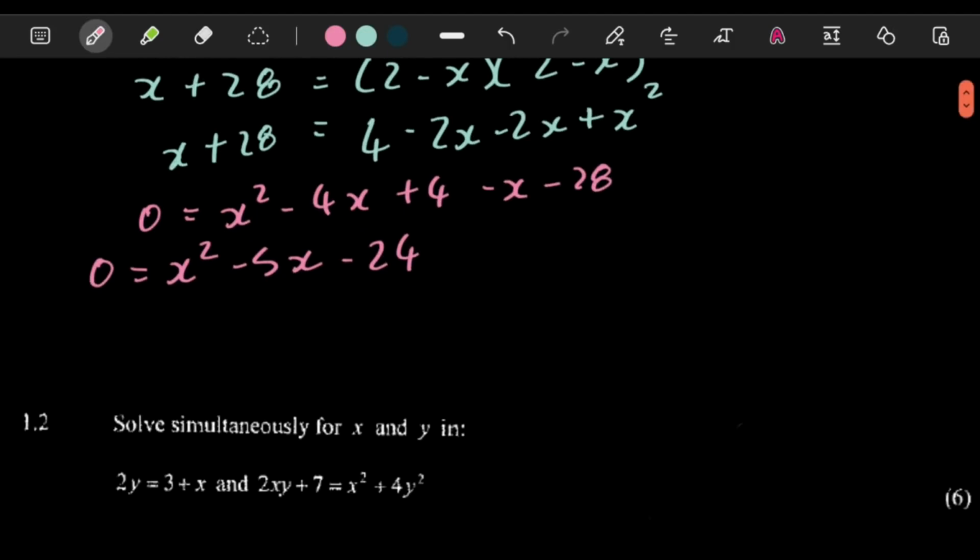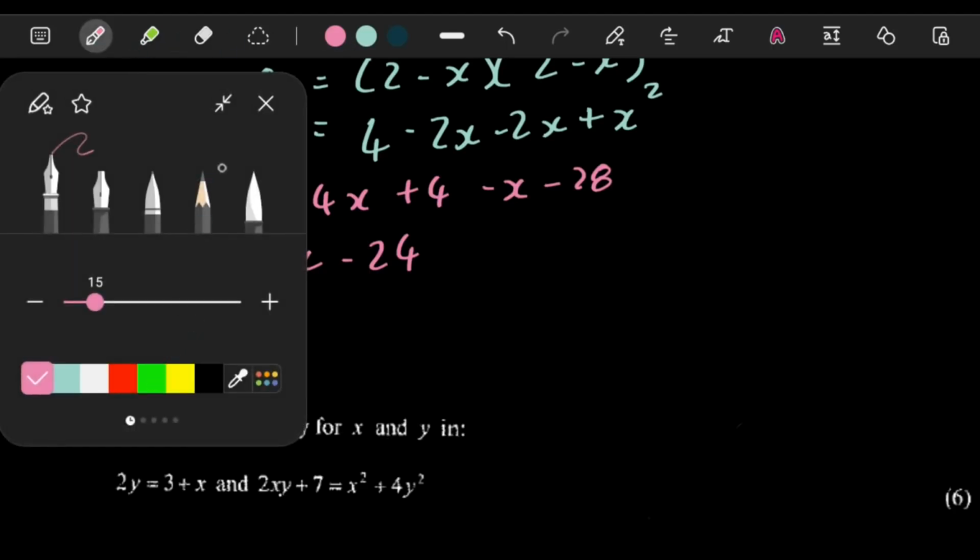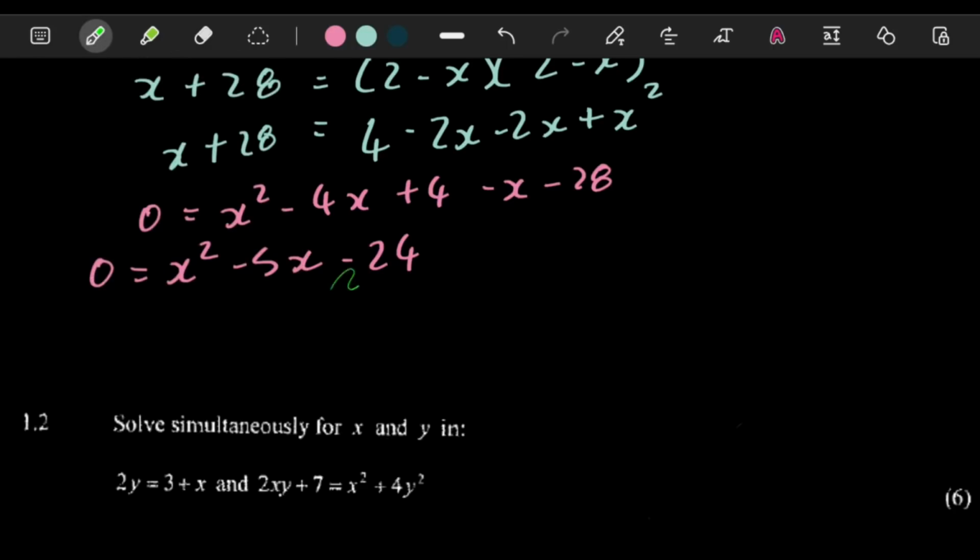Nice. Now, what else? I was thinking of using the quadratic formula as always, because why not? But I don't need to use the quadratic formula here.